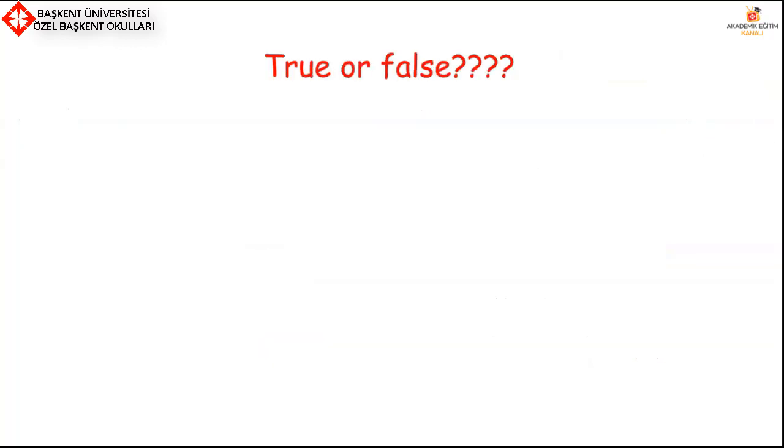So let's have a look. True or false? 560, rounded off to the nearest 100, is 600. Think about it. The nearest 100, 5. Look at the 6. 6 means we're going to go up. So obviously it is true.